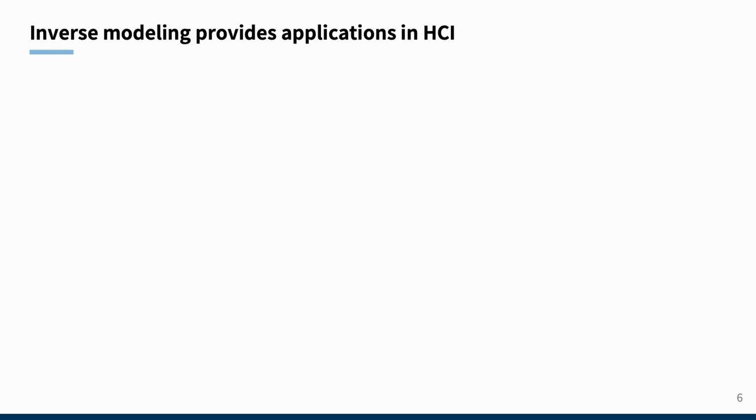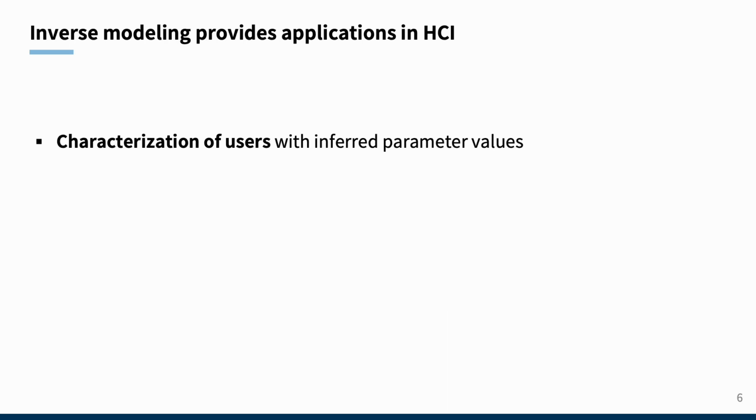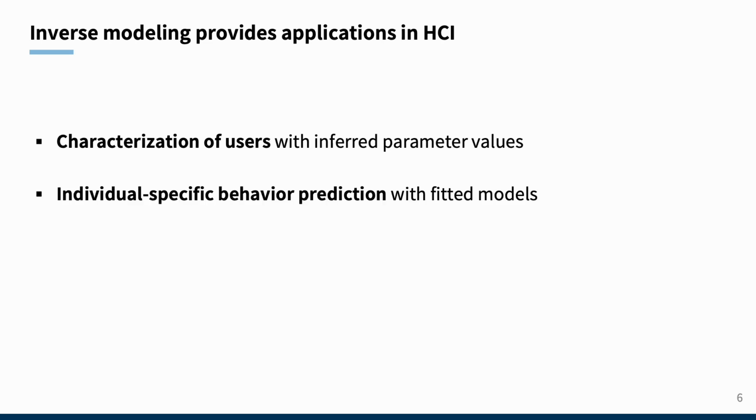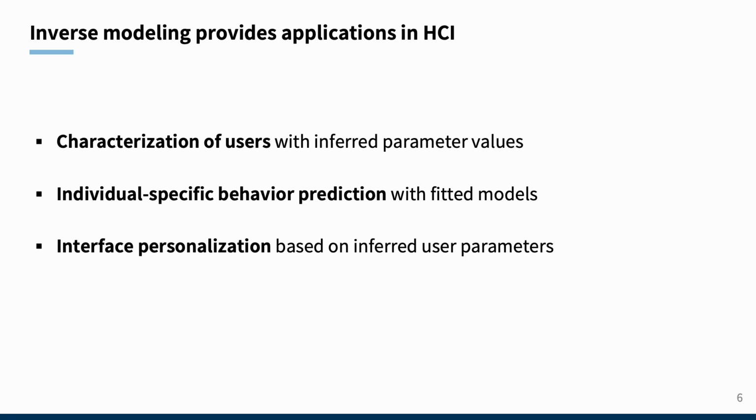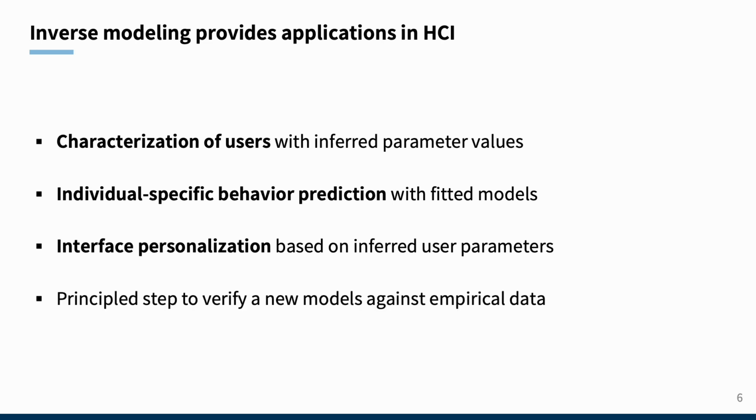Inverse modeling has several applications in human-computer interaction. First, by inferring the model parameters from behavior, we can better characterize the user. Second, the model fitted to individual users will show enhanced prediction for that individual's specific behavior. Also, the inferred parameters can serve as a basis for personalizing user interfaces. Finally, inverse modeling is a crucial step in the development of new models, allowing us to verify the model against empirical data.